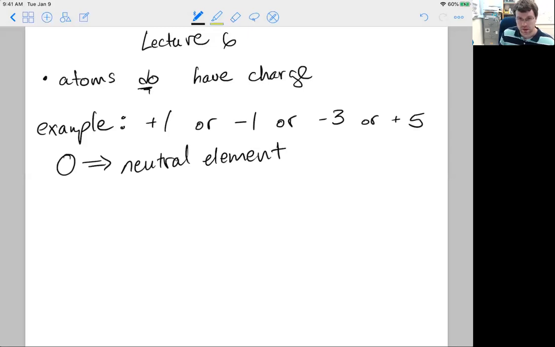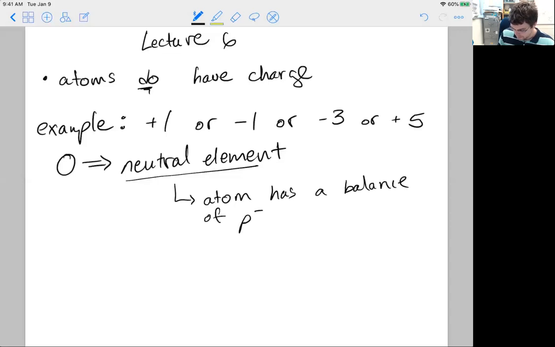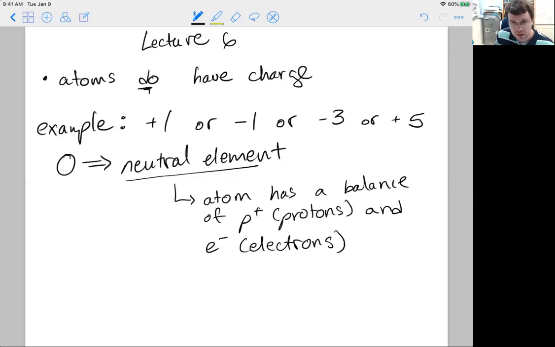And a neutral element arises from an atom that has a balance of protons and electrons. I'll remind us that my P+ is an abbreviation for protons, and my E- is my abbreviation for electrons. Okay, so a neutral element has a balance of protons and electrons.